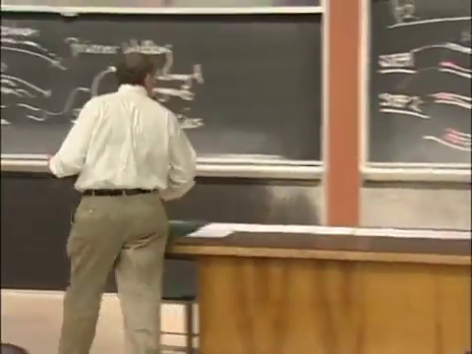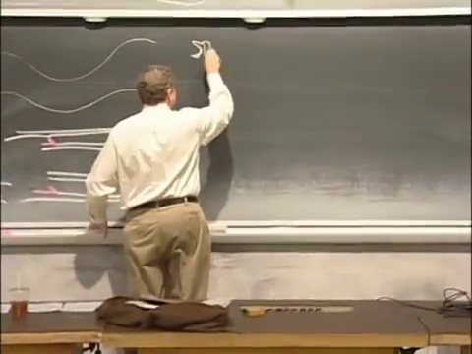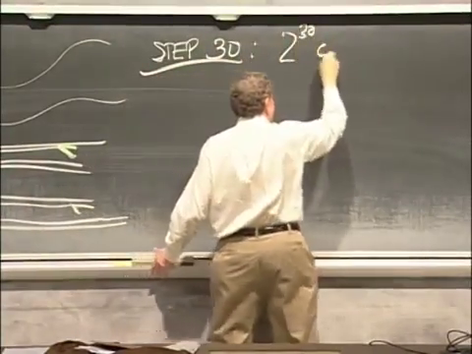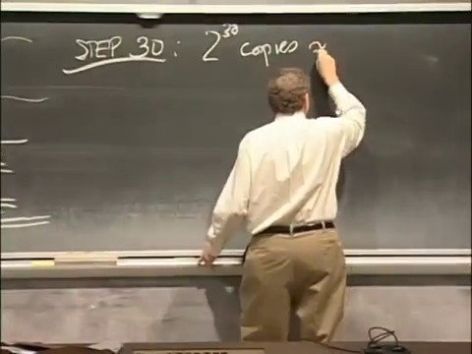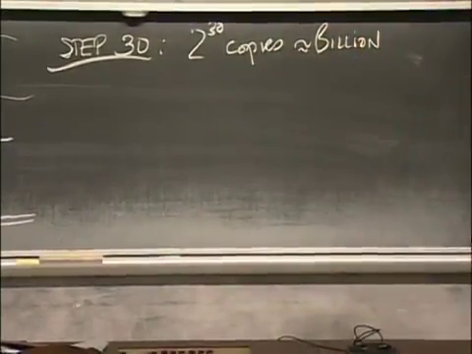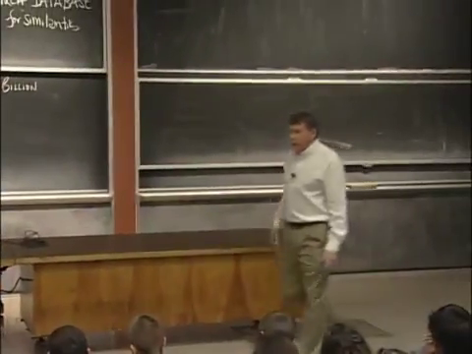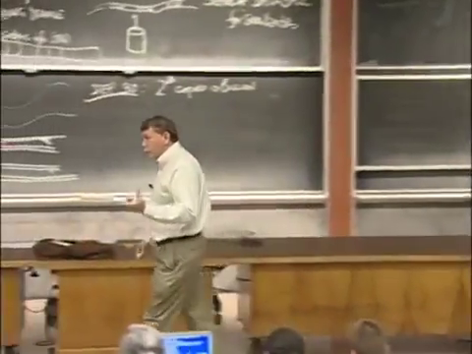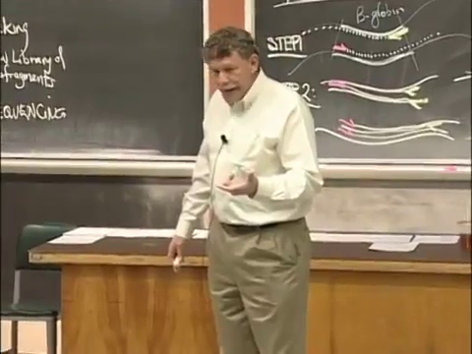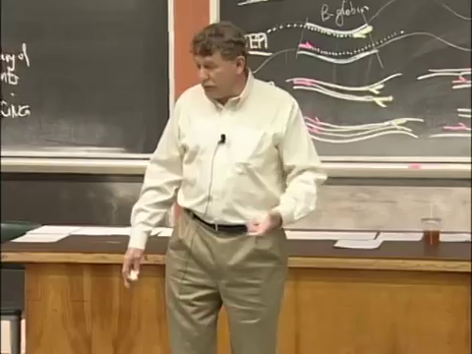After 30 steps, I have 2 to the 30th copies, which is about 1 billion copies. And at that point, the majority of the DNA in my tube is beta globin. The rest of the human genome is still there, but beta globin started out being 1/100 millionth of the genome. And I've just amplified it 1 billion-fold. So it's now 90% of what's in the tube.